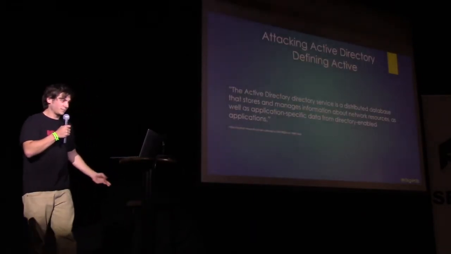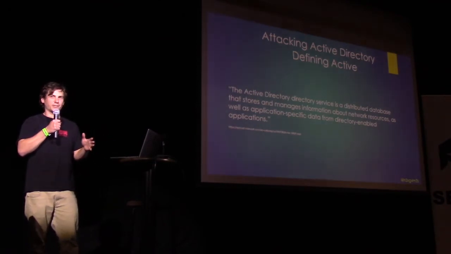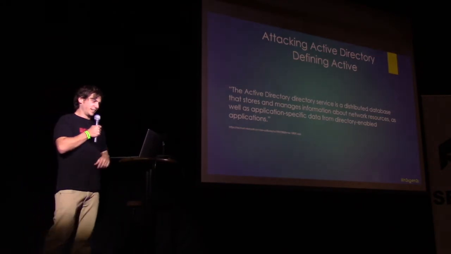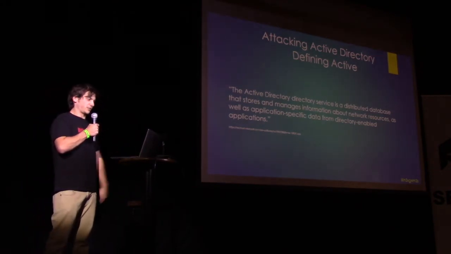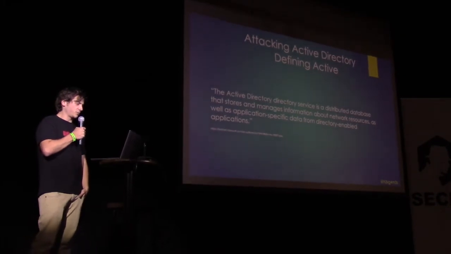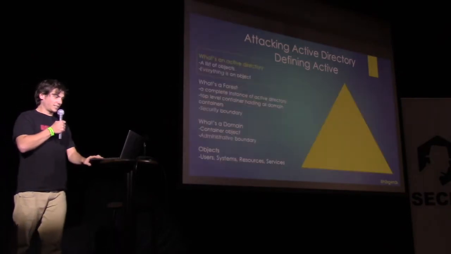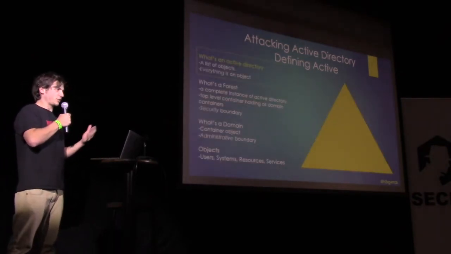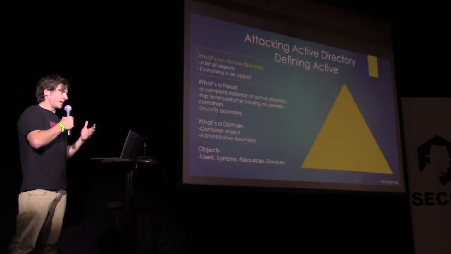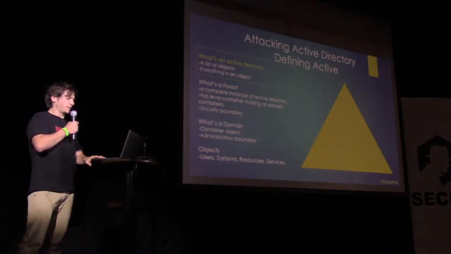So Active Directory, I'm going to start off with a quick definition, or I'm going to try. It's going to be like the worst definition of Active Directory you've ever heard if you've ever taken a class, but that's fine. Active Directory is defined by Microsoft as a distributed database that stores and manages information about network resources as well as application-specific data from directory-enabled applications. So what's that mean? Active Directory is a giant list of objects. Everything in Active Directory is an object. For what we're going to be talking about, it's mainly defined by the forest and the domain.